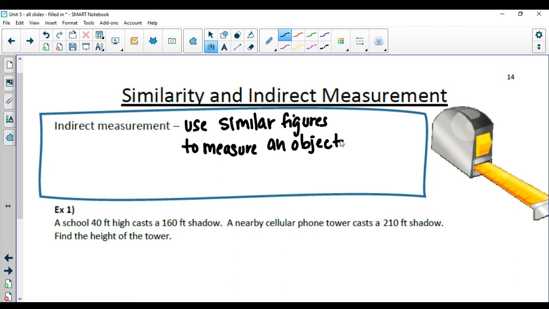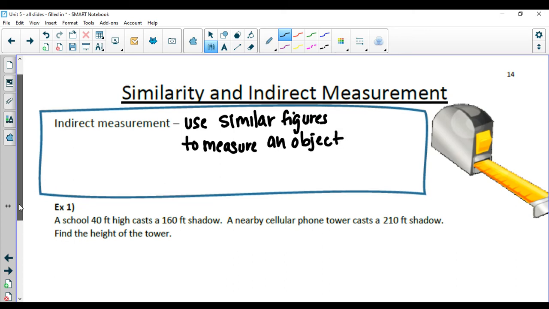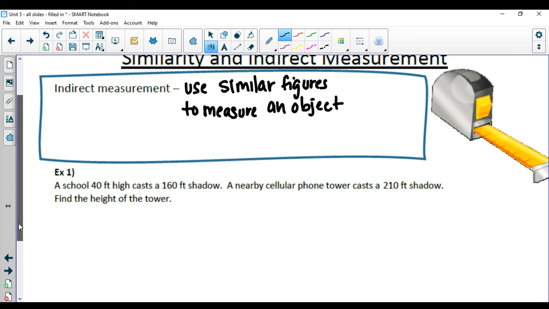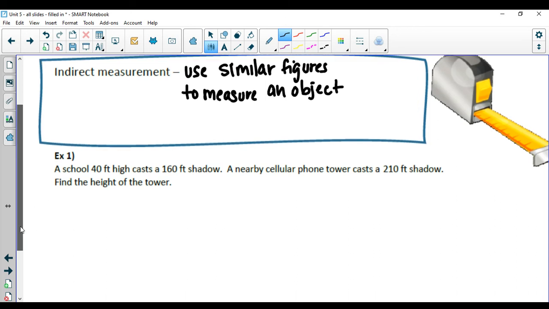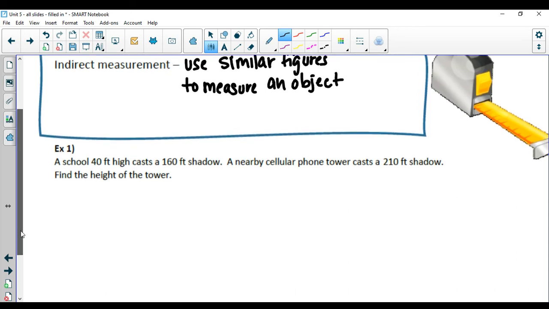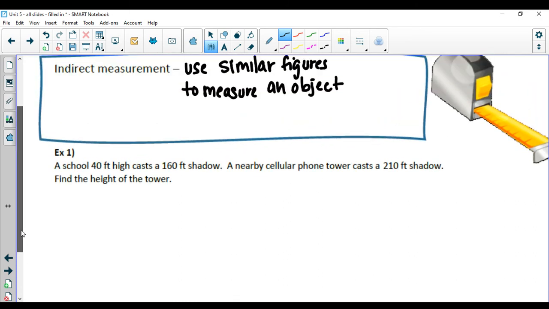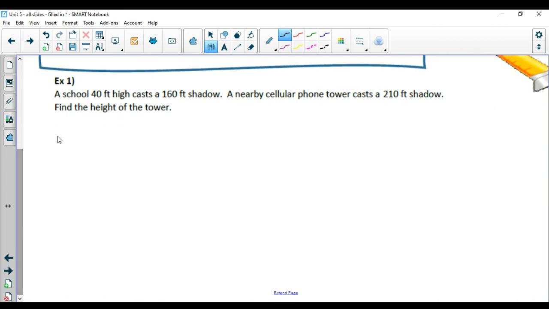And a lot of times what we're going to see here is we are actually going to use shadows. And this was important because back in ancient Egypt, around the 1500s or so, mathematicians were actually able to calculate the heights of the pyramids by doing this. They compared their heights and their shadow at the same time as comparing the shadow of the pyramids to figure out and calculate the height of it. So we're going to see this here.